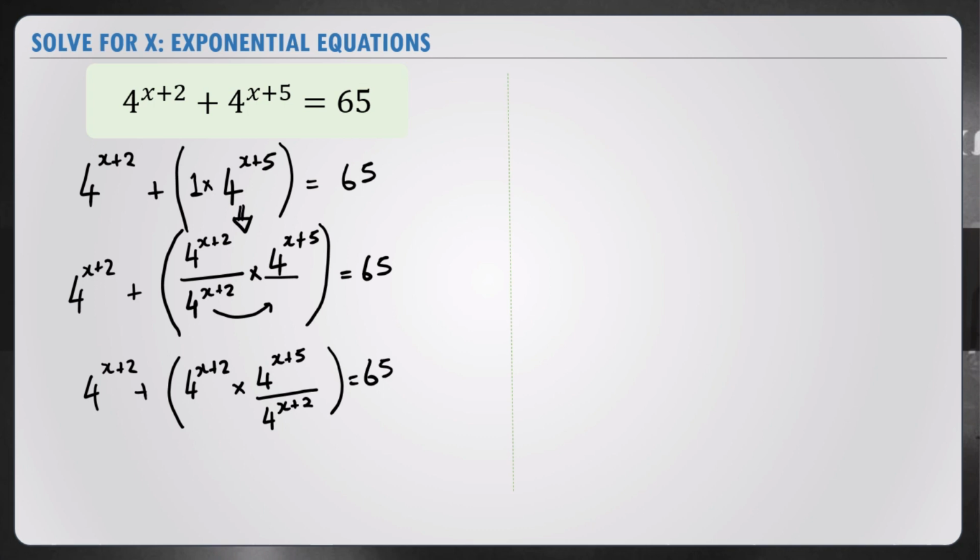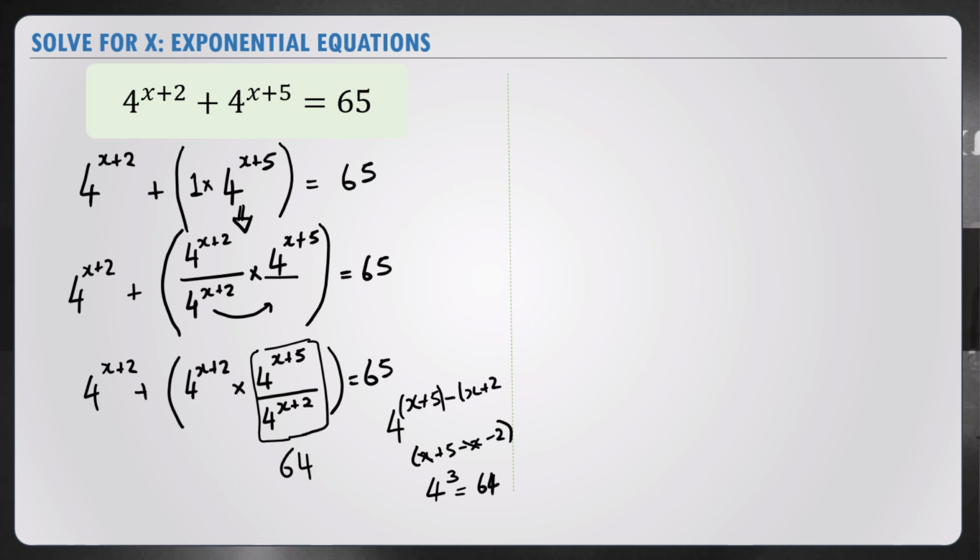Now, according to the law of exponents, these two can be subtracted. 4 to the power of x plus 5 over x plus 2 will be equal to 4 to the power of x plus 5 minus x plus 2. That works out to x plus 5 minus x minus 2, and the x's cancel and we get 3. So that's actually equal to 4 to the power of 3. This whole section is equal to 4 to the power of 3, which multiplies to 64. So this whole thing can be replaced with 64 now.